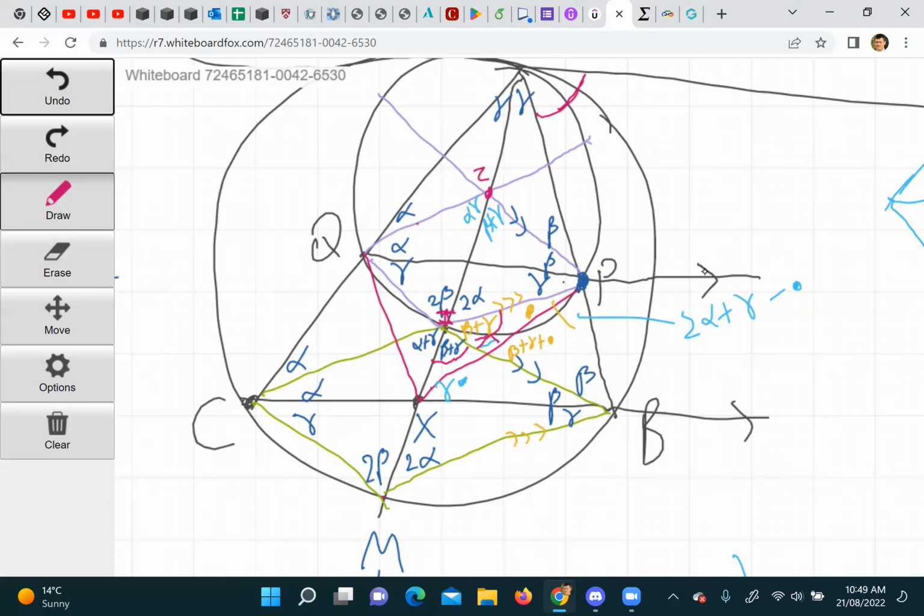That makes sense. So you have a different X. You have a Y, right? Let's say Y is where the bisector of Q meets BC, yeah? And then he's saying that QIYC is a cyclic quadrilateral.